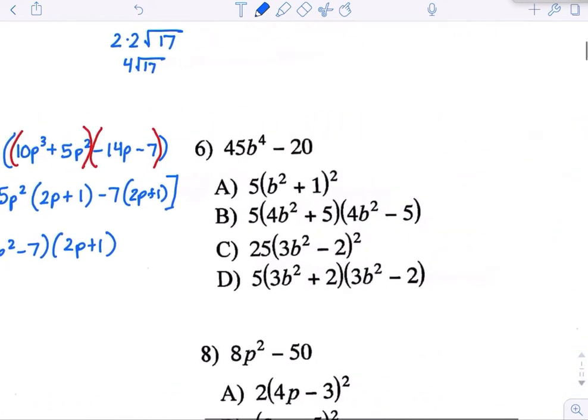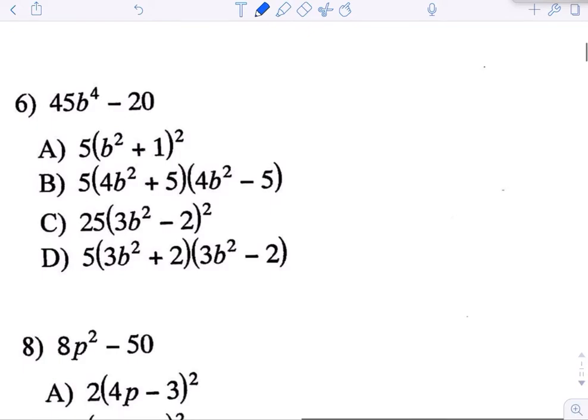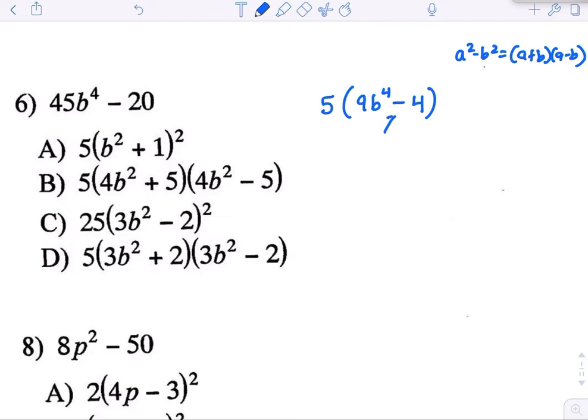Okay. 6. Alright, right off, I can see that I could factor out a 5 from each term. So, 45 divided by 5 is 9, b to the 4th, minus 20 divided by 5 is 4. Okay, I'm noticing we could use this formula right here, the difference of squares. Because I notice there's a minus sign, and I'm noticing there's 2 terms, and in both terms, you can square root both of them.